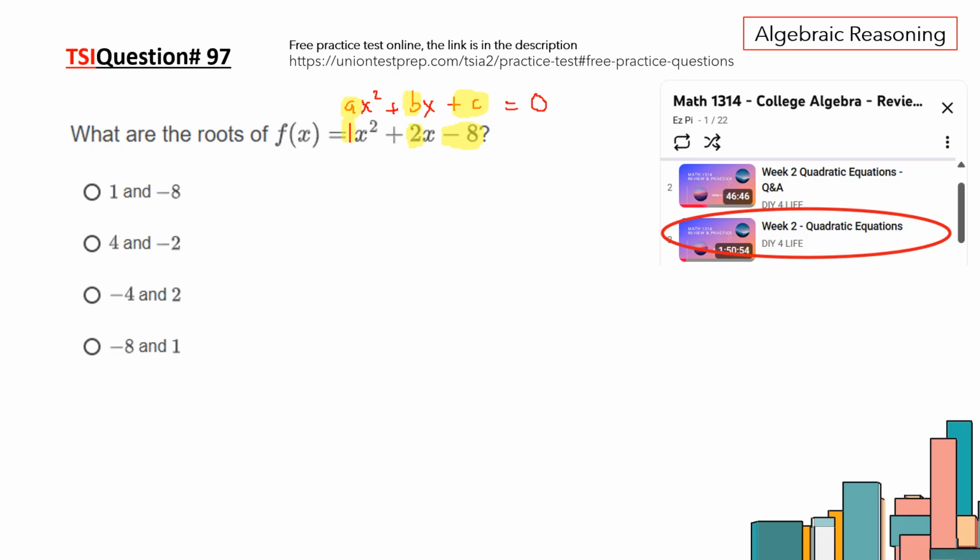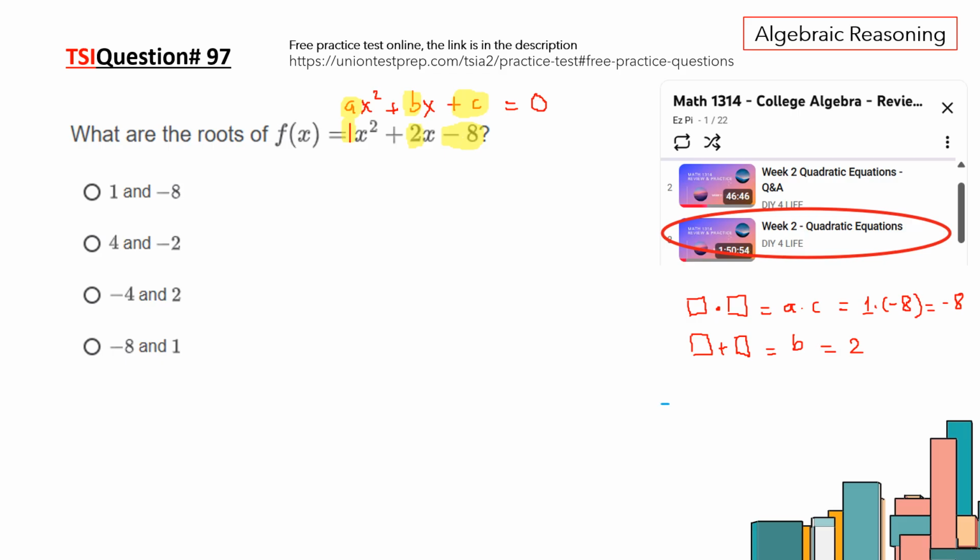So a is equal to 1, so we need to find two numbers whose multiplication will produce a times c. In this case a is 1, c is negative 8, so a times c is negative 8. And the same numbers, when you add them up, will equal b, which in this case equals 2. Because the product is negative, the two numbers will be one negative, one positive. So let's try the pairs.